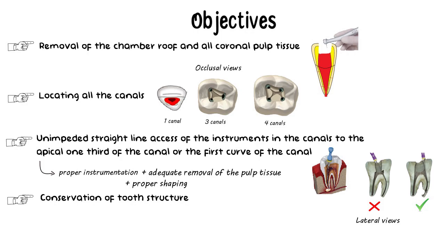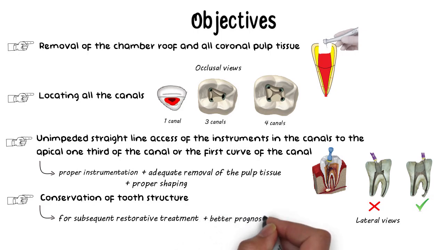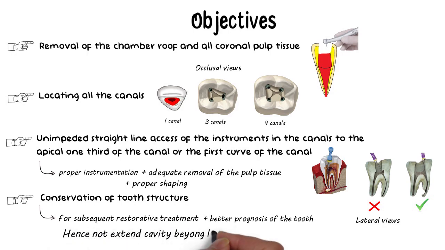Conservation of tooth structure is important for subsequent restorative treatment and long-term prognosis of the tooth. Therefore, by not extending the access preparation beyond the natural external chamber walls, it is necessary to ensure adequate and sufficient structure in the cervical region and hence to conserve as much tooth structure as possible.